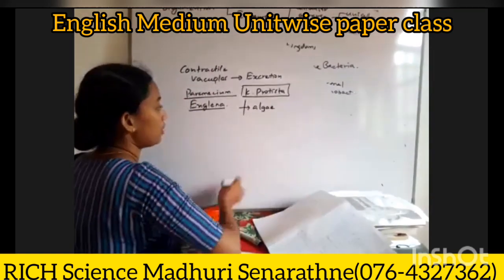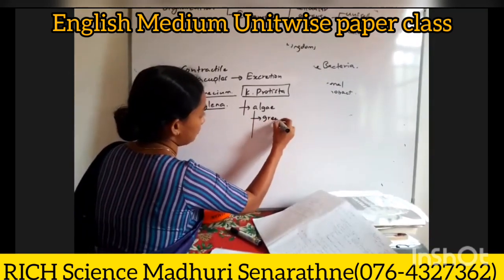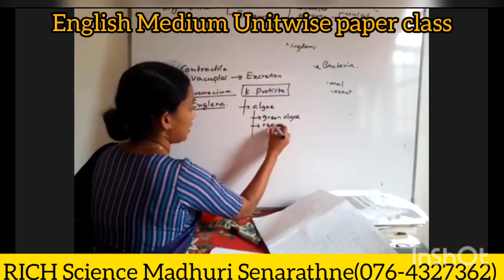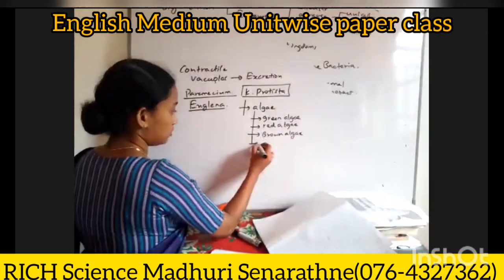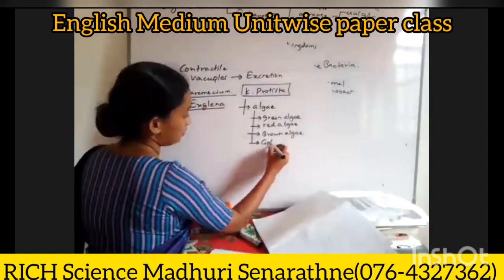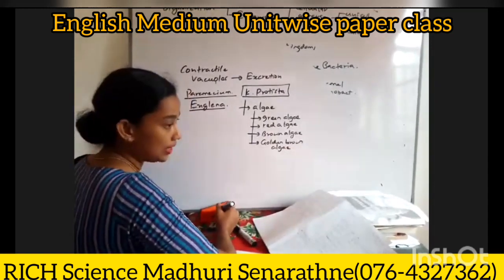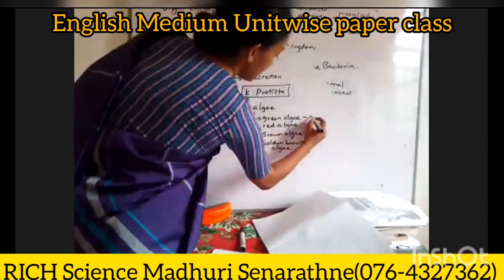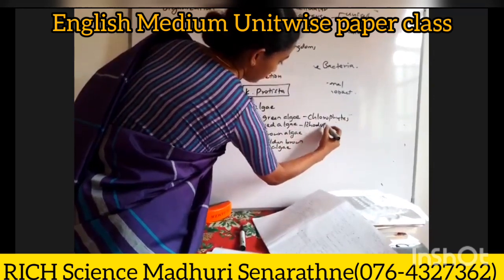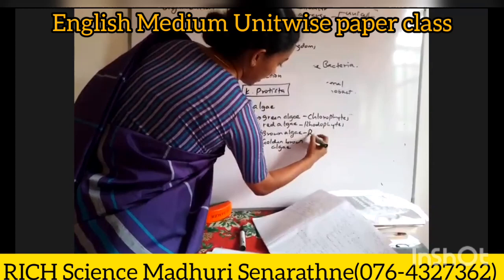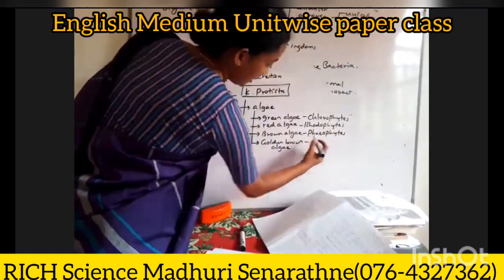We are discussing four algae types. First one is green algae. Second one is red algae. Third one, brown algae. And fourth one is golden brown algae. Right? If you want, there are other names. Green algae means chlorophytes. Red algae means rhodophytes. Brown algae means phaeophytes. Golden brown algae means chrysophytes.